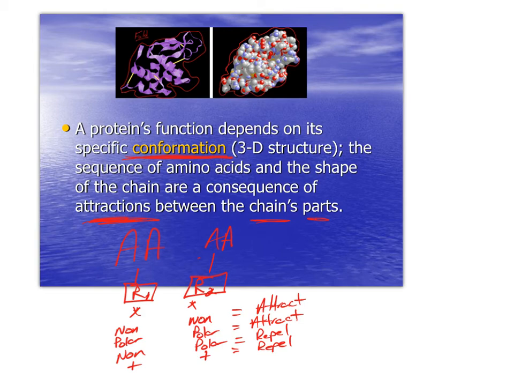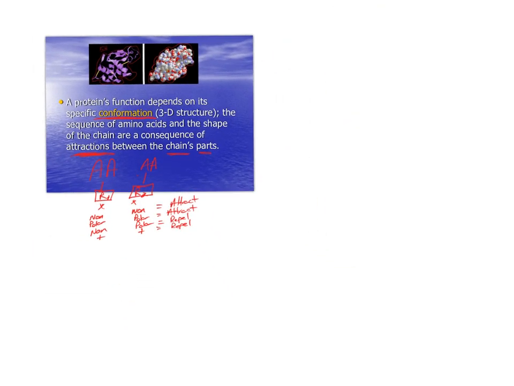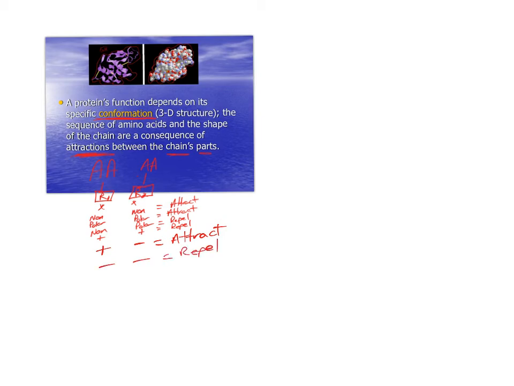If you have one that's positive and one that's negative, they attract. And if you have negative and negative, they repel. Does that make sense? So that's it. It's a kind of simple idea that we can apply to why proteins fold, and since there are hundreds of amino acids, there are all kinds of shapes you can have.